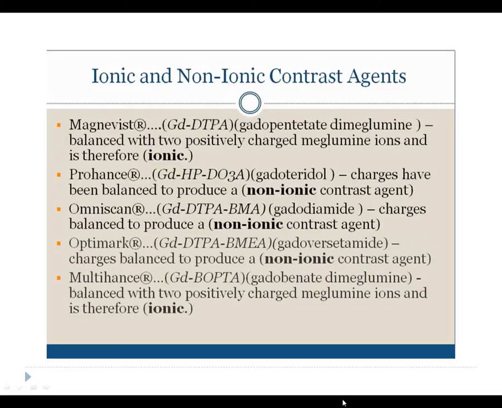Depending on how the gadolinium molecules are balanced in solution, they produce either ionic or non-ionic contrast agents. Magnavist is an example of an ionic contrast agent because its two negative charges are balanced with two positively charged meglumine ions. ProHance, Omniscan, and OptiMARK are gadolinium-based agents that have been balanced to produce non-ionic contrast agents. In general, the non-ionic gadolinium-based agents have lower osmolality and viscosity, which increase digestibility at greater concentrations and make faster bolus injections possible.